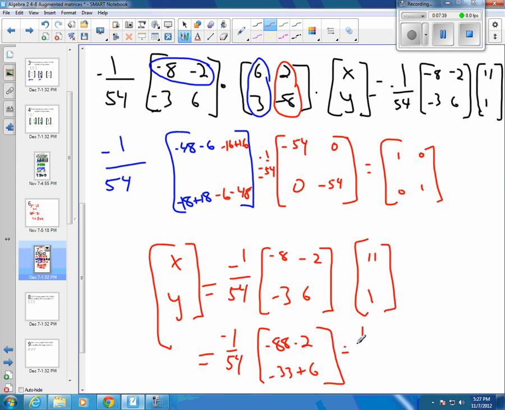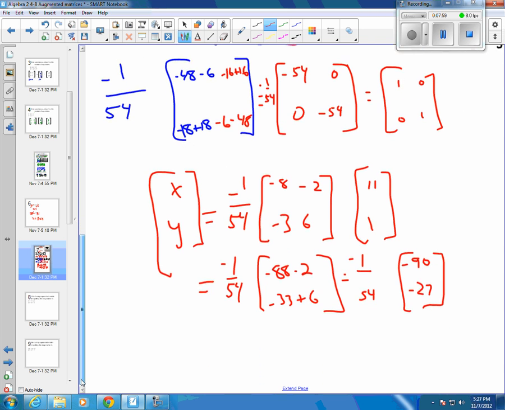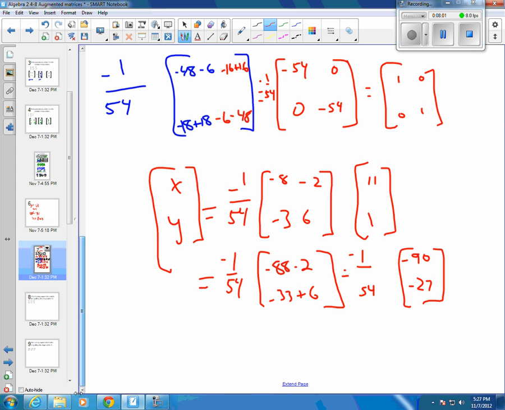So that's equal to 1 over 54. Do not leave your negative sign. So negative 88 minus 2 is negative 90. And negative 33 plus 6 is a negative 27. You're like, but this isn't pretty. So sorry, yes, it's not pretty. We do get ugly answers. And this is an easy way to deal with ugly answers, by the way. So we're going to multiply the negative 1 over 54 into that.